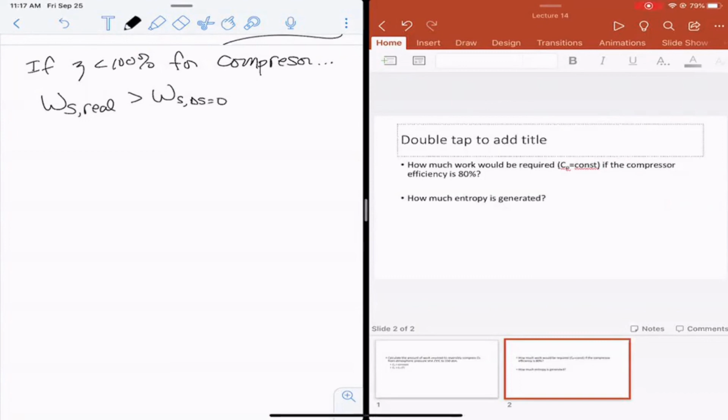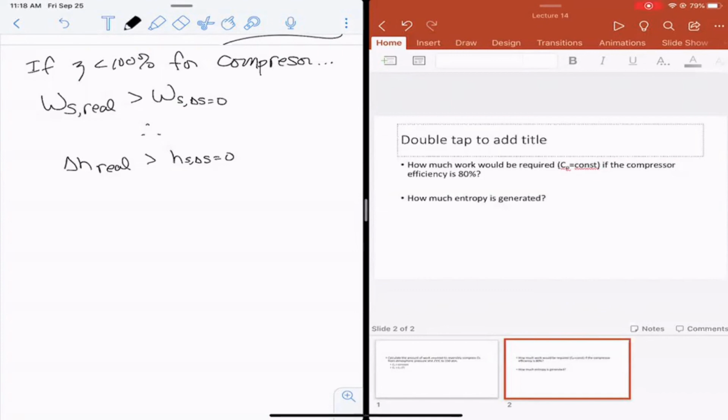And if that's the case, that also means that delta H is going to be greater than when the work was isentropic, okay? So WS real, the comparison between those two is just the work required to get the same result. Is that what you're saying? Exactly.